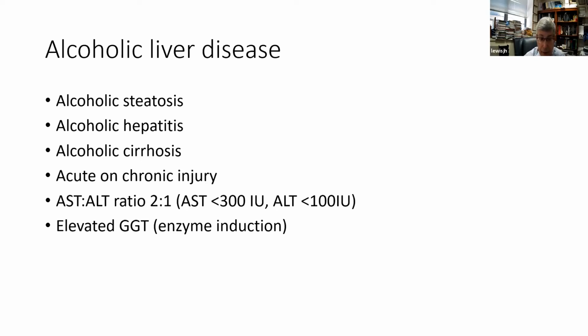And as I said, the ratios for alcohol are very important. The AST is almost never greater than 300. The ALT is almost never greater than 100, even in serious cases of alcoholic hepatitis, where the patient may go into liver failure. When they go into liver failure, their enzymes may skyrocket because of ischemia. But if you look when they first come to the hospital, their enzymes, as sick as they are, will usually follow these absolute values.